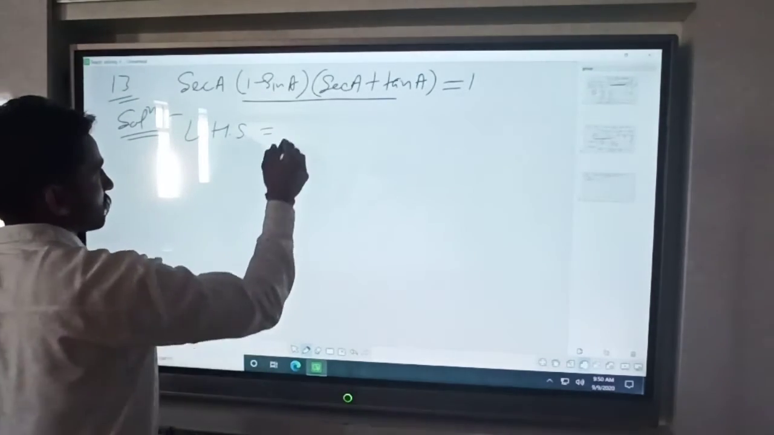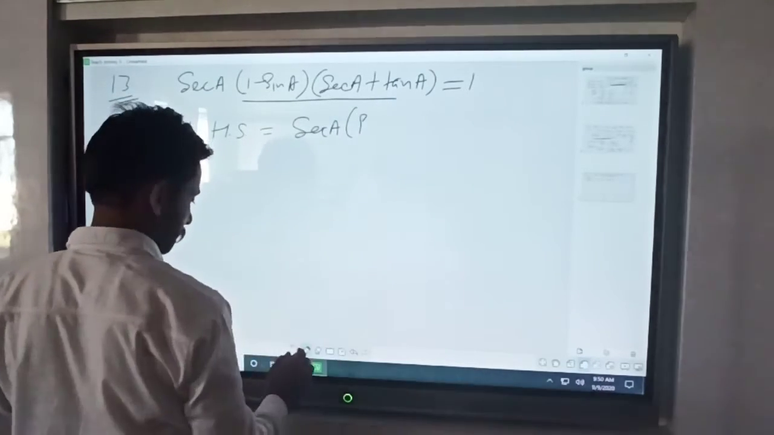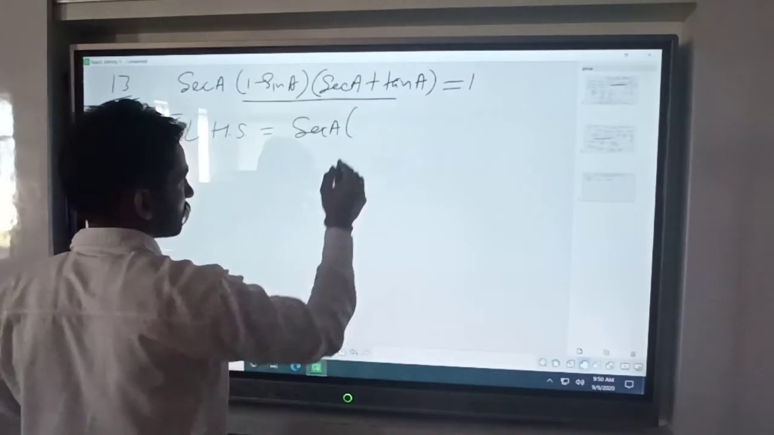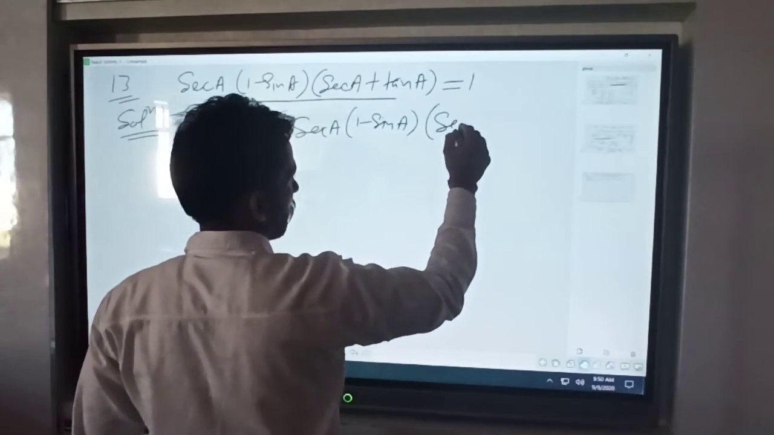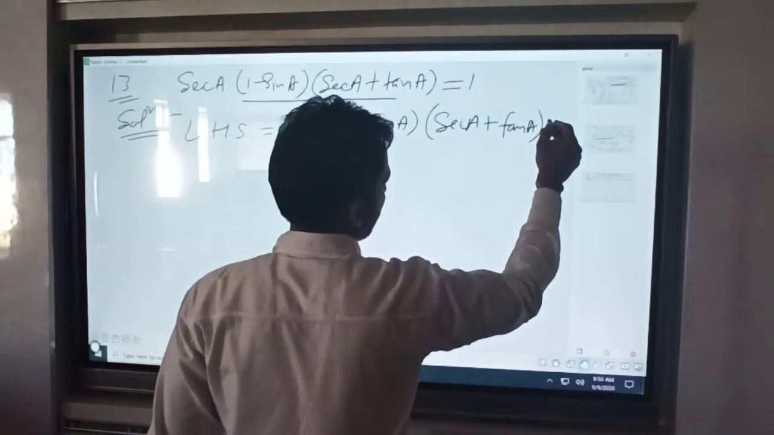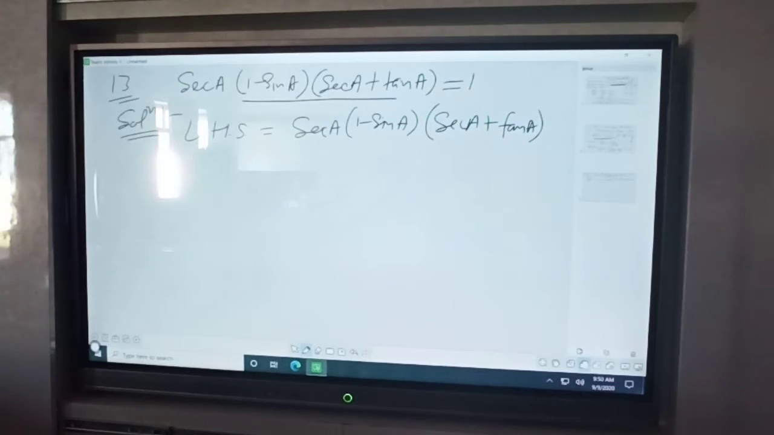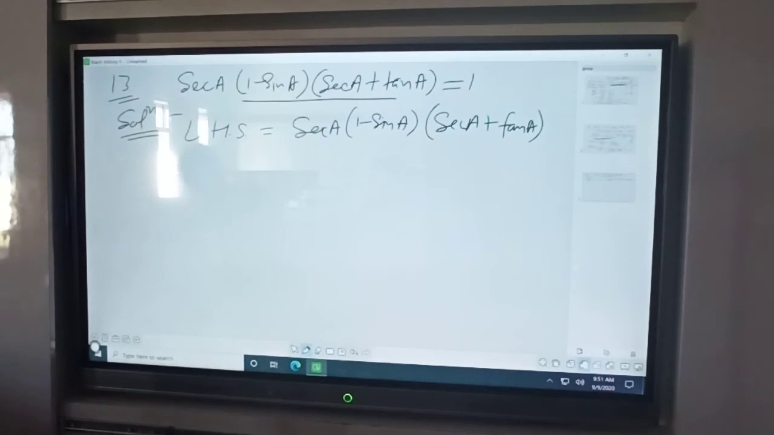secant A into 1 minus sin A into secant A plus tan A. Okay, this is our left hand side. Now what we have to done? Firstly, convert all the trigonometric ratios into sin और cos. इधर sin और cos, जो sin और cos में नहीं है उन सभी को sin और cos में लेकर, कैसे लेकर आए वो हमें पता है.